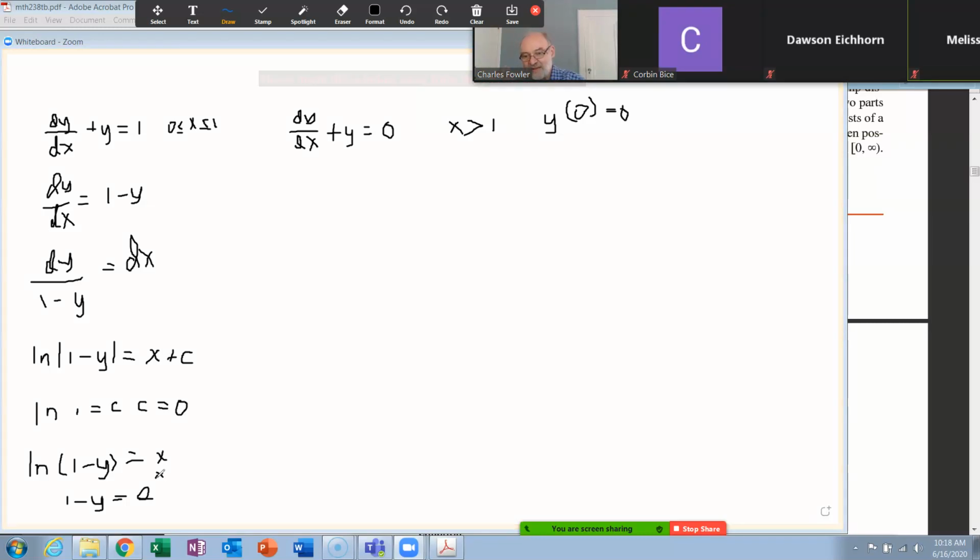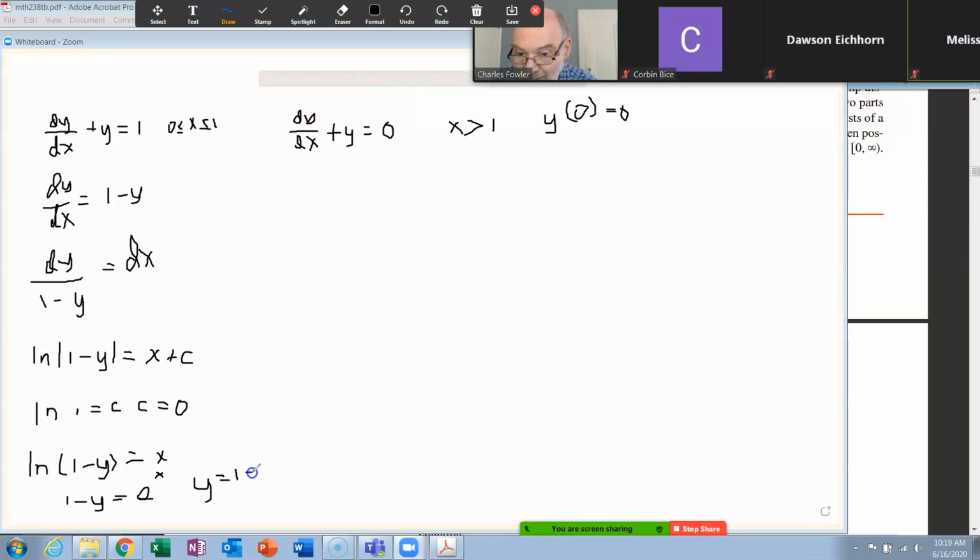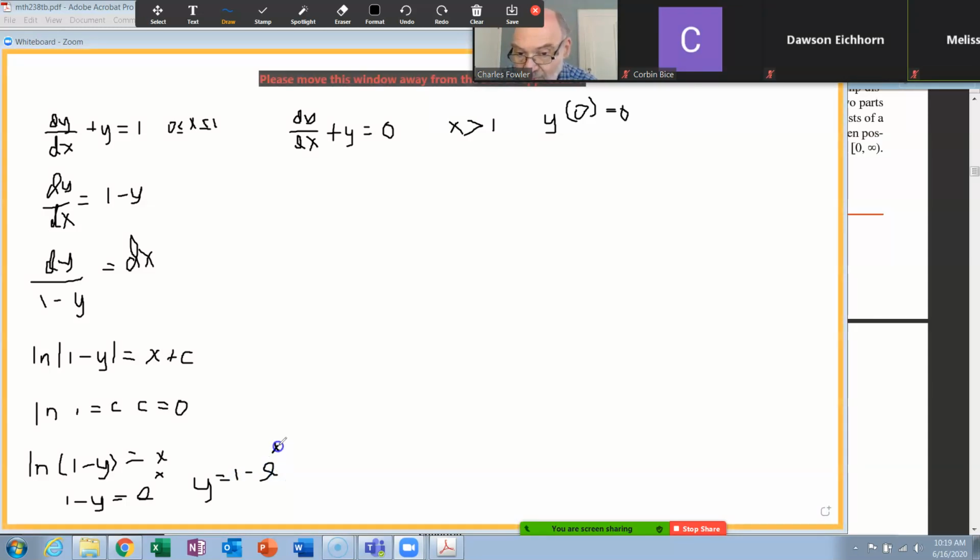Okay, say that again. Y has to be 1 minus e to the x. But e to the x is something less than or equal to 1, and so I think it's perfectly fine for y to be in that range. So I think we're okay with that. So this yields y is equal to, like I just said, 1 minus e to the x. That's what we get from our initial value problem here.